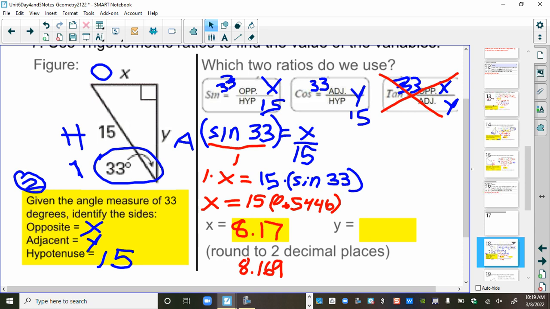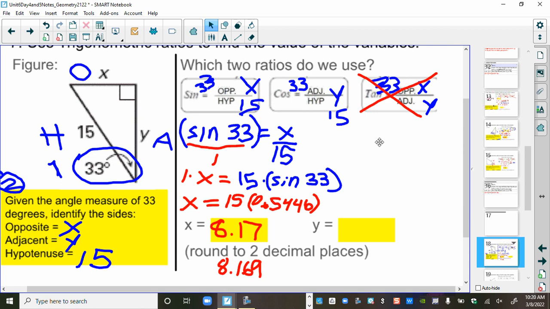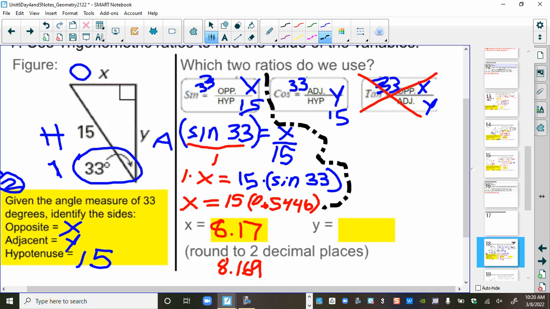Okay, questions. And then in the end, these two, the x and the y, are going to be different. Because rather than sine of 33, it's going to be what of 33? Is it sine or cosine of 33? So for this second one, it's going to be cosine, yeah. It's going to be cosine of 33.